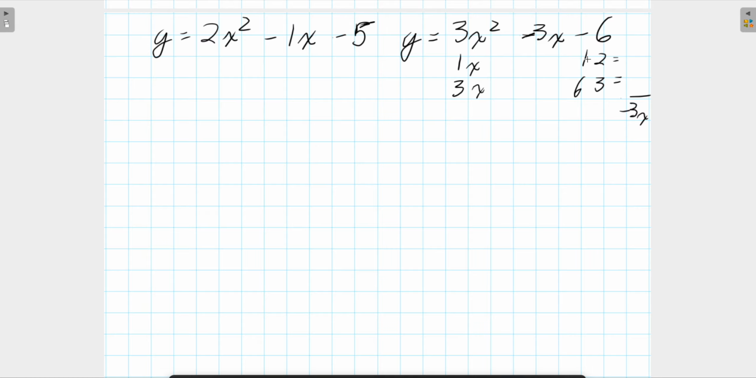And I can do 3 times 1 and 1 times 6. Hey, that actually works out really nice. If I multiply this way and this way, 3x times 1 gives me 3x. 1x times 6 gives me 6x. If the 6 is negative, that gives me negative 6. Boom, that worked out great.